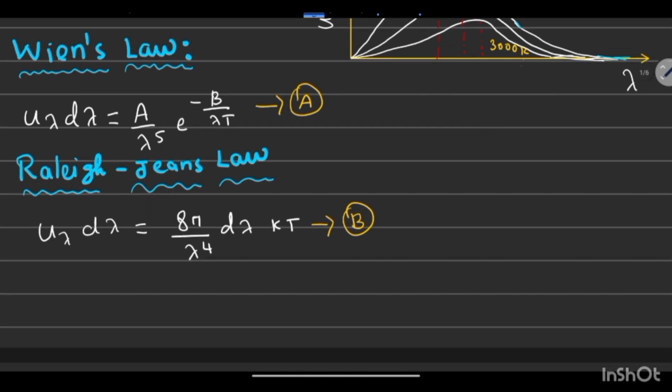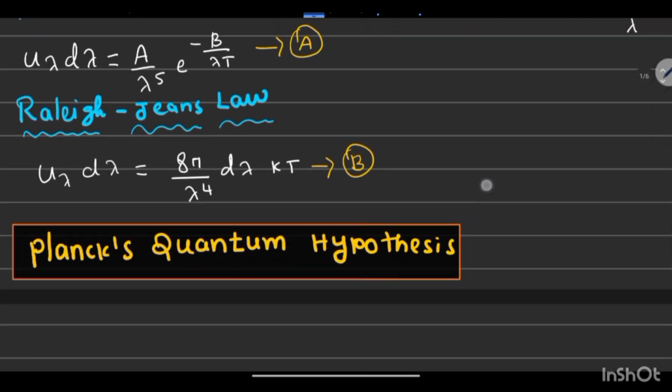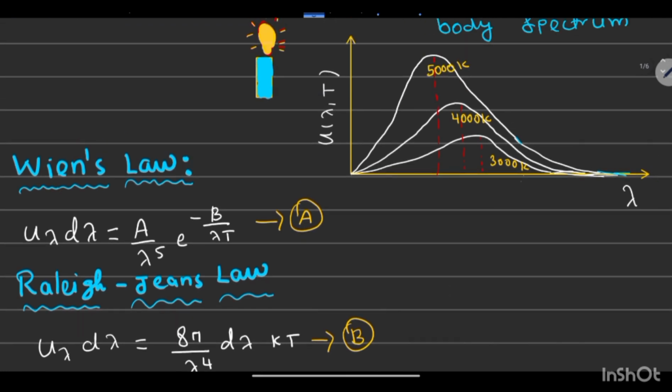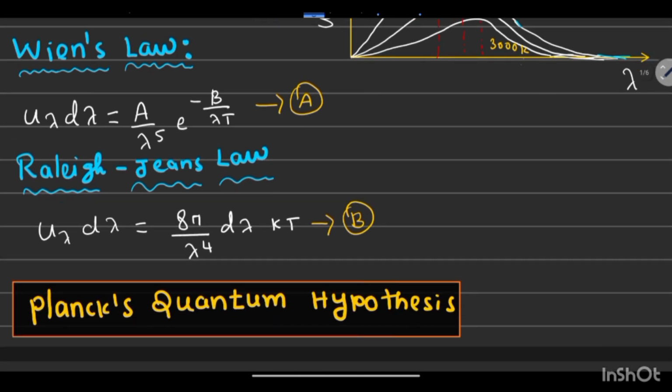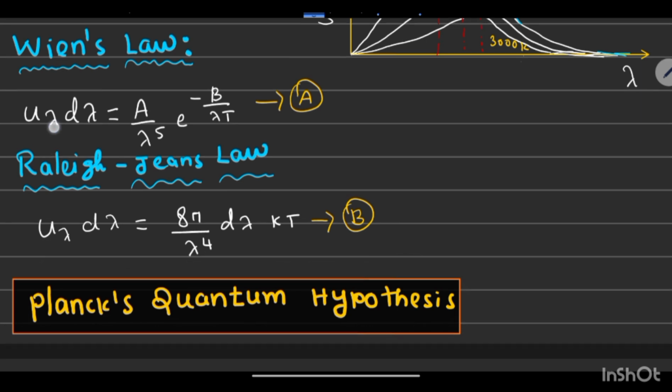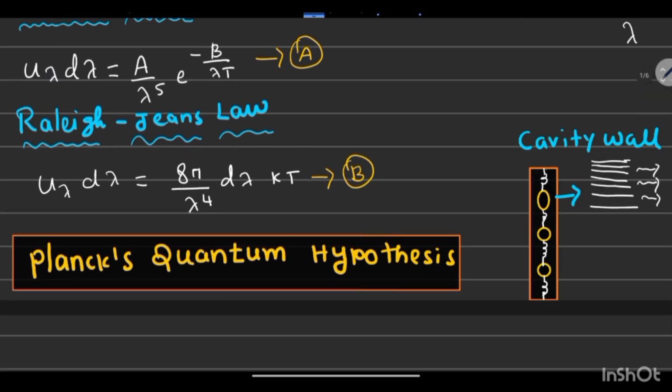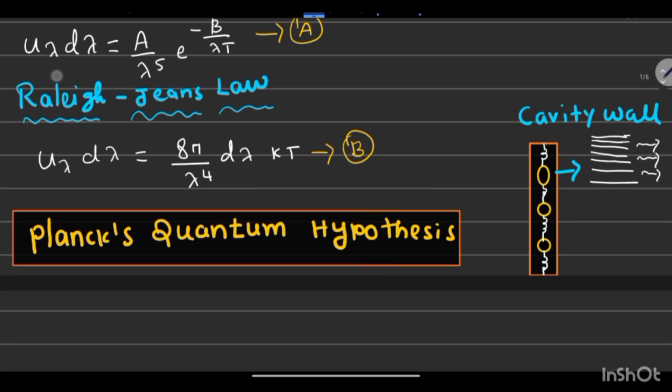Now in the year 1900, Planck gave the correct explanation for the observed black body spectrum, and his formula is called Planck's black body radiation formula. So he derived his formula based on the hypothesis called Planck's quantum hypothesis, and as per his hypothesis, the cavity wall contains a charged oscillator, a coupled charge oscillator, and whenever this oscillator interacts with the radiation, it's not continuous in energy.